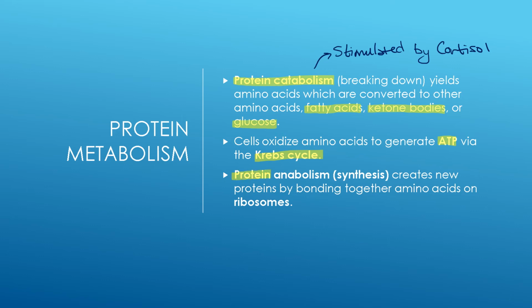Now, protein anabolism, remember this is the formation of new peptide bonds between amino acids to produce new proteins, is carried out on the ribosomes of almost every cell in the body. And this is directed by the cell's DNA and RNA.